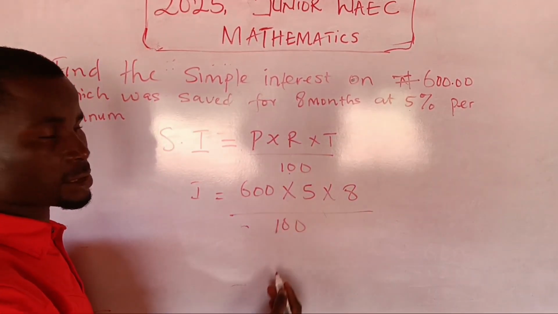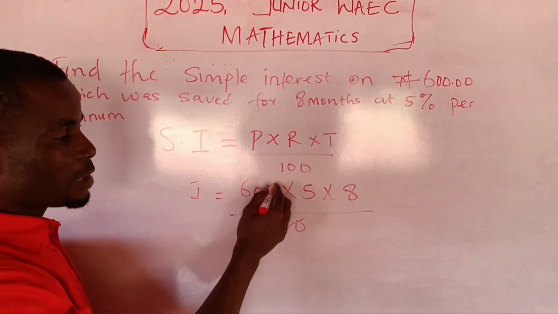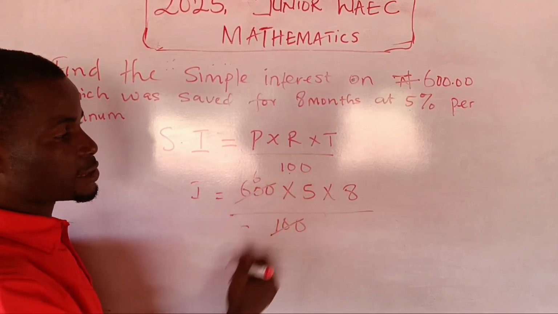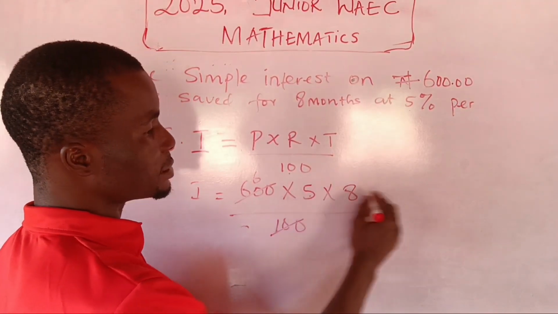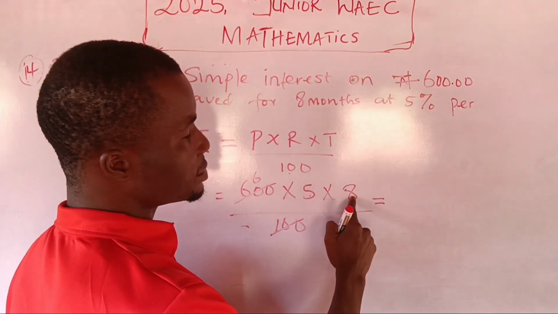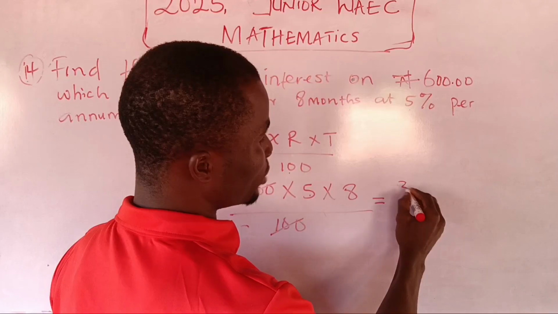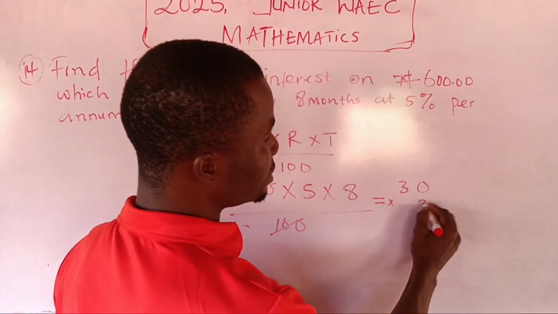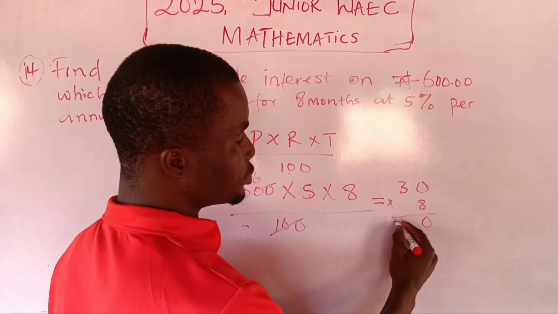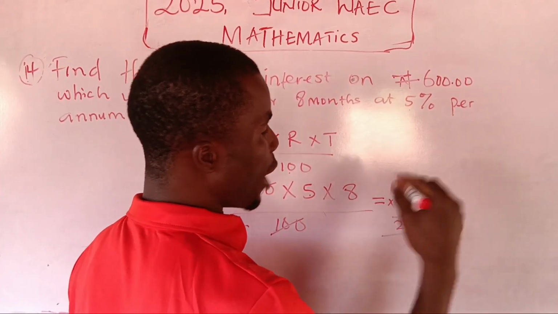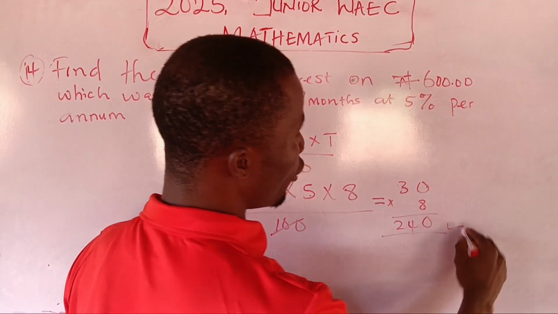So let's reduce it. How many 100 can you see in 600? We see 6, right? 6 times 5 will give us what? 30. 30 times 8. Let's multiply it. Let's do the working here. 30 times 8. 8 times 0 is 0. 8 times 3 is 24. So our answer is 240.